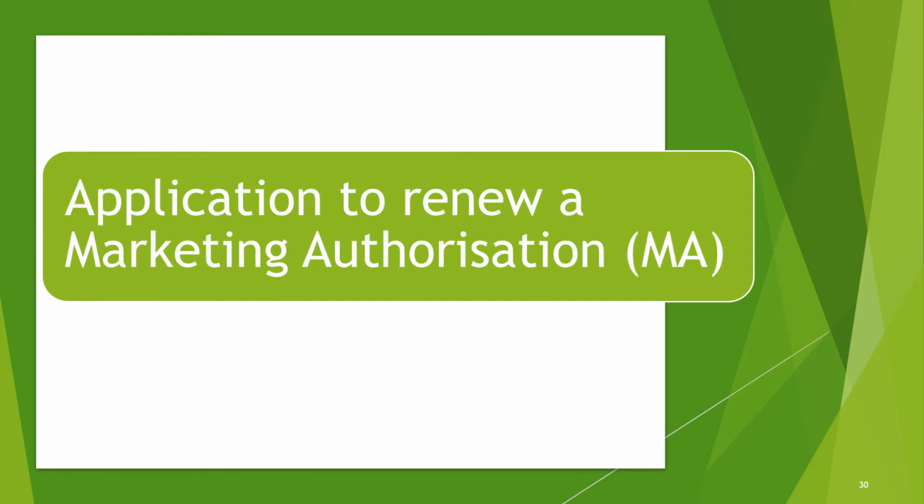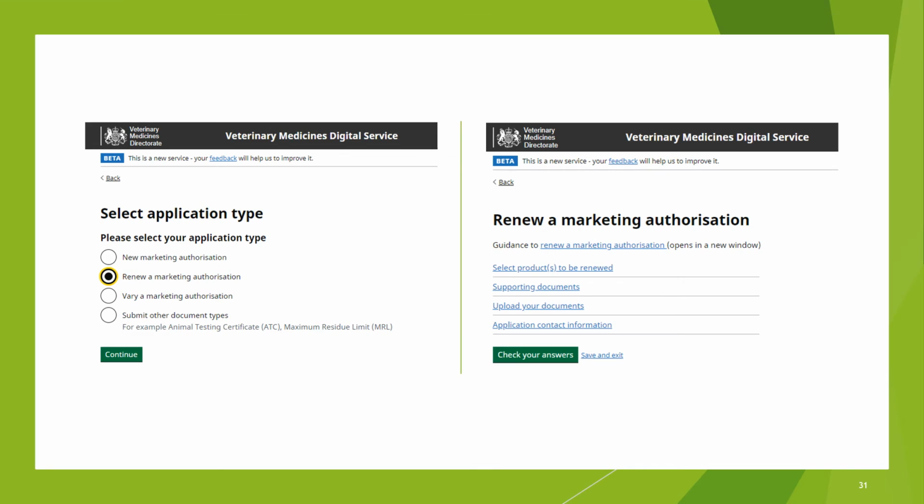So for this part of the presentation, we're going to focus on applications to renew a marketing authorization. Once I click on the button Start an Application, I get taken to a list of options that are available to me. Here I'm going to click on Renew a Marketing Authorization. The first page that appears on the right hand side of this slide is a list of all the sections that I'll be expected to complete.